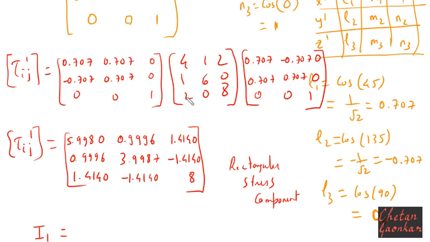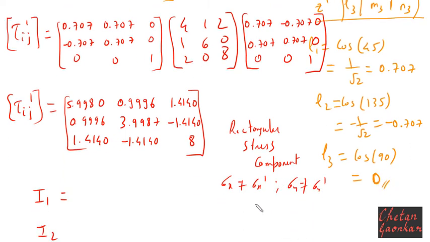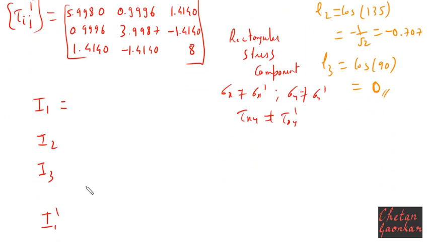Similarly, these values are not equal. Individually, these terms, sigma x is not equal to sigma x dash, sigma y is not equal to sigma y dash, and so on. Tau xy shouldn't be equal to tau xy dash, and so on. But what will be equal? Its invariants will be equal. That is what we have been discussing till now, right? So basically that is what we need to prove.